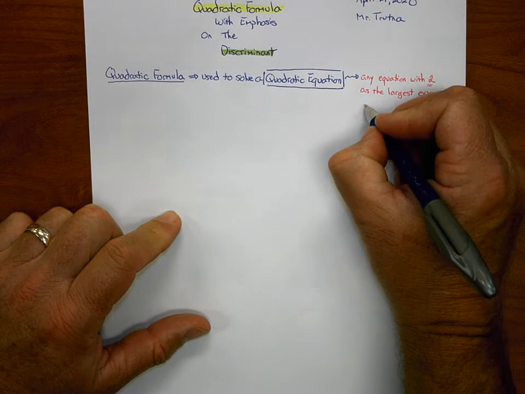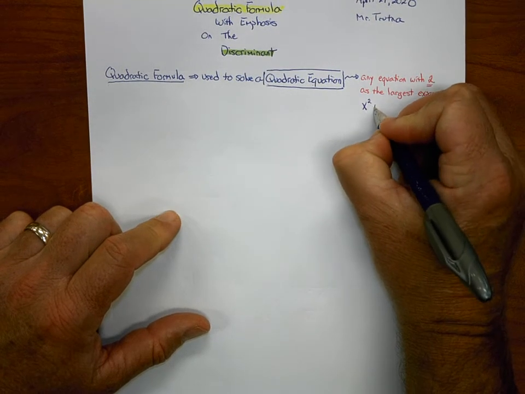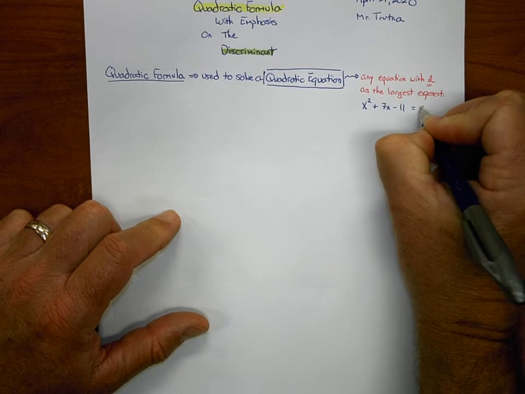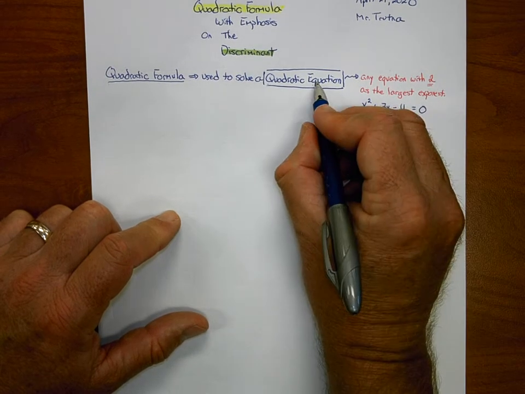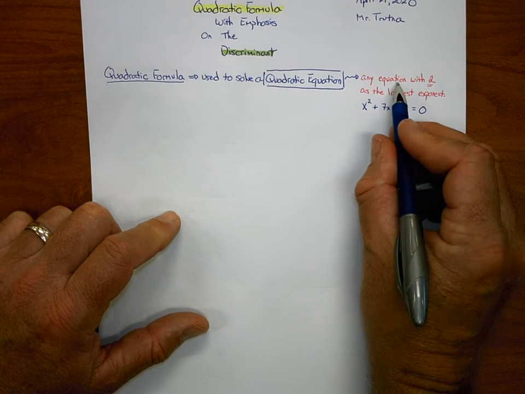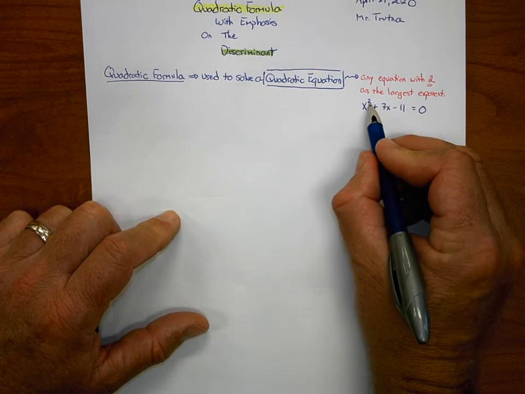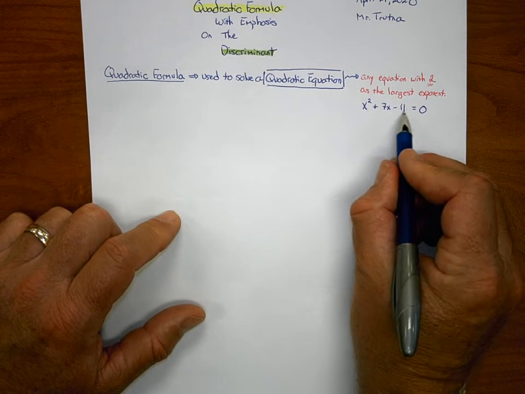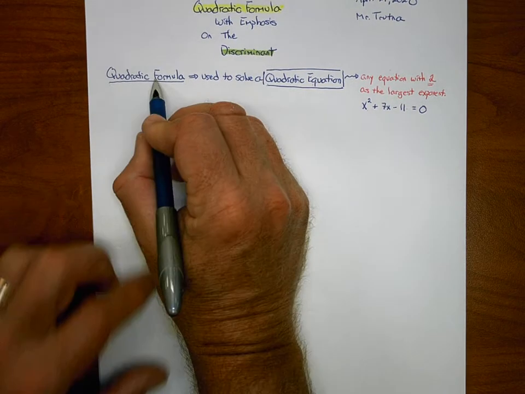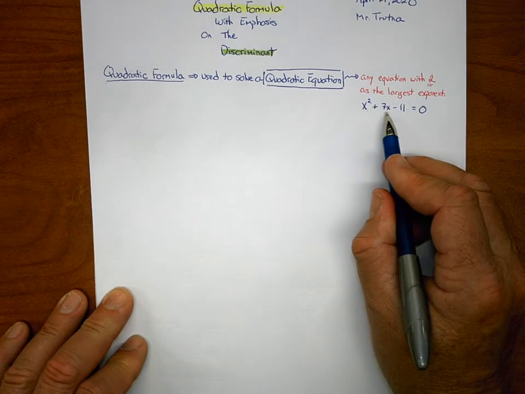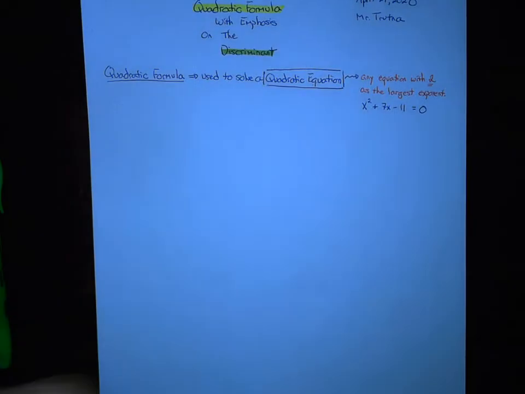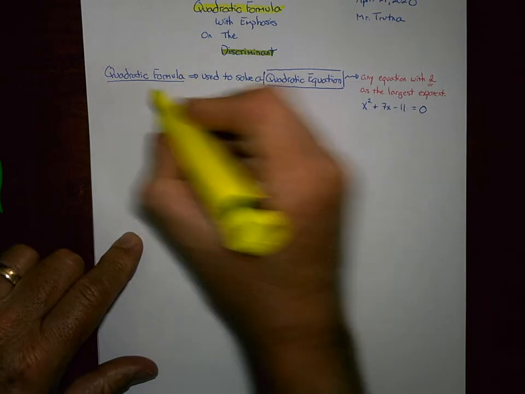So for instance, x to the second power plus 7x minus 11 equals 0. That would be a quadratic equation. Why? Because what's the largest exponent? It's a 2. So what's one method that we could use if I said solve this equation? You could use this formula called the quadratic formula to tell me what the answer or answers are to this equation.